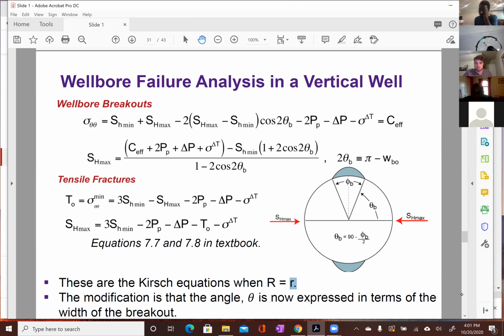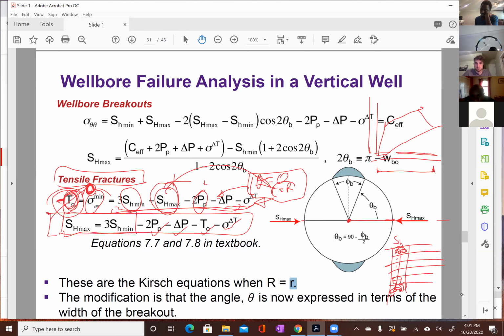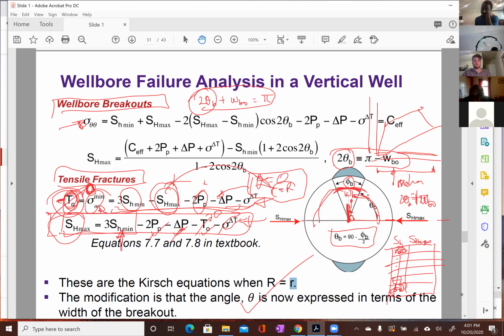So we have now replaced theta by theta b, because you can have a breakout with a finite width. So previously it was just theta in the Kirsch equation, now it's theta b, and you know how theta b is defined. Again, you've already assumed R equals big R. And that's the equation for crush. That's your crush equation for hoop stress.